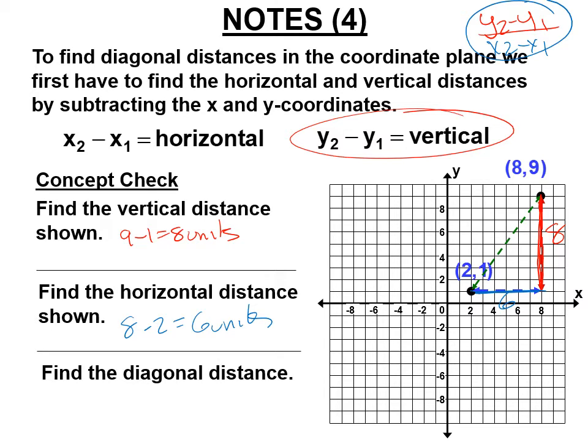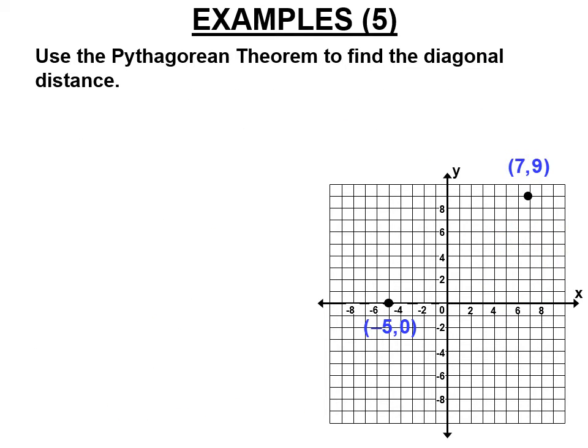All right, so the diagonal distance then is 6 squared plus 8 squared equals h squared. I'm not going to do this out. Hopefully you know that this has to be 10. We've done that many times. Okay, so now let's see this. Instead of doing it that way, we're going to subtract the y coordinates for the vertical distance and then square it. We're going to subtract the x coordinates for the horizontal distance and square it, and that's going to equal the diagonal distance squared.